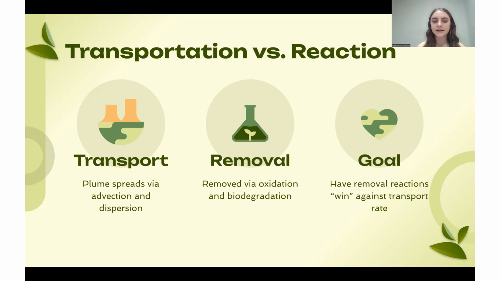So our goal and our key idea for remediation to be effective is having the reaction rates from these two processes be fast enough to compete with or exceed the rate at which the plume is spreading through Ann Arbor.